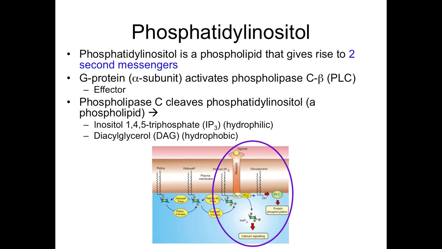All right, you might want to go over this in your textbook. This is a little bit of a complicated pathway. Phosphatidylinositol is a phospholipid that is only found in the cytosolic monolayer of the plasma membrane, and its primary function is in cell signaling.